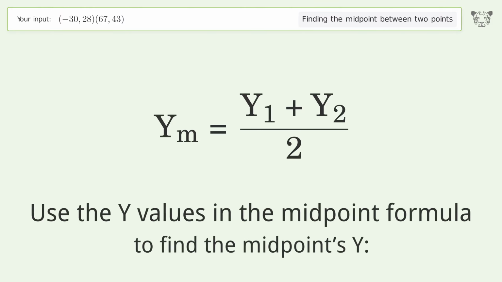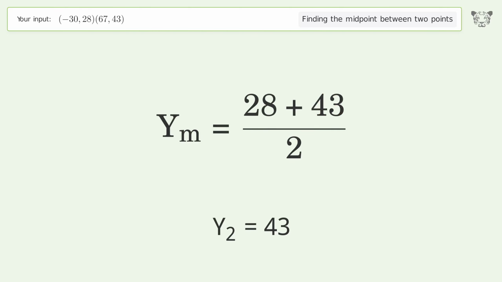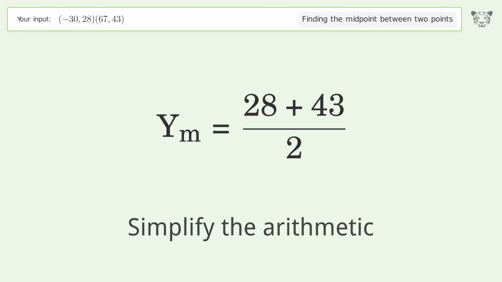Use the y values in the midpoint formula to find the midpoint's y. y1 equals 28. y2 equals 43. Simplify the arithmetic.